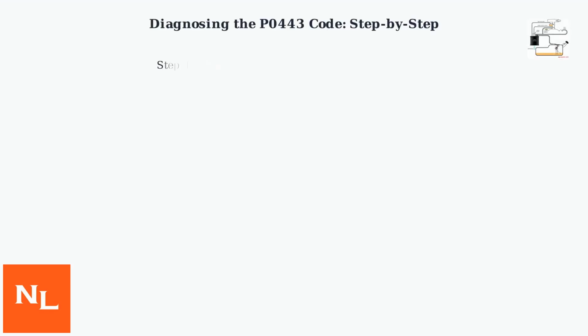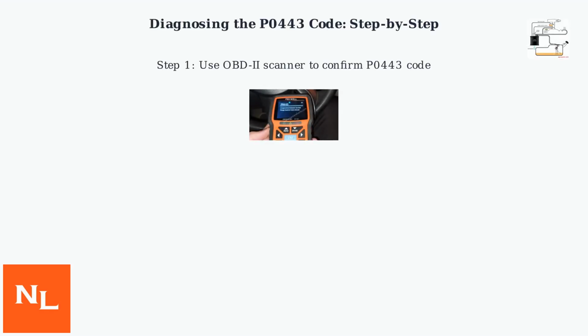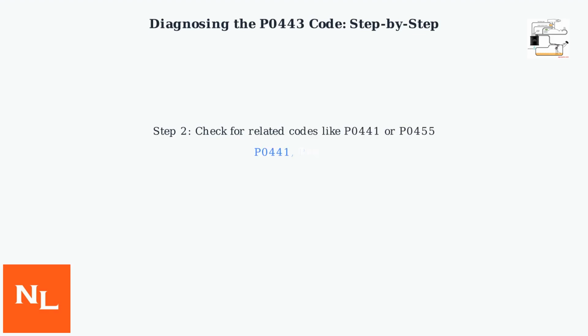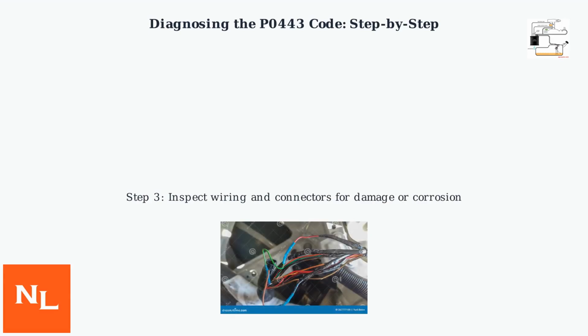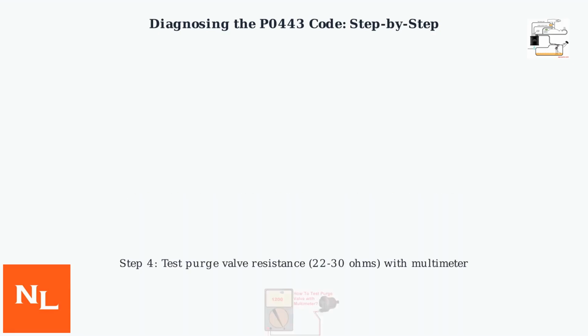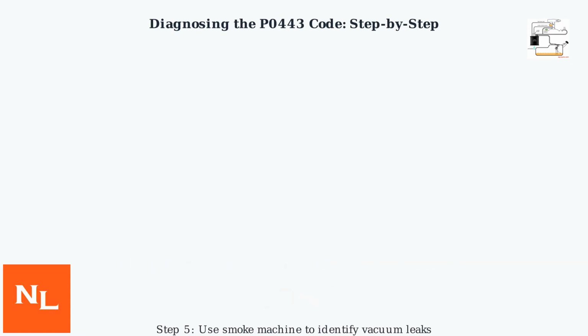To diagnose the P0443 code, start by using an OBD2 scanner to confirm the code is present. Next, check for any related trouble codes, such as P0441 or P0455, which can provide additional diagnostic information. Visually inspect the wiring harness and connectors for signs of damage, corrosion, or loose connections. Use a multimeter to check the purge valve's resistance, which should typically be between 22 and 30 ohms when tested. Finally, employ a smoke machine to detect any vacuum leaks in the EVAP system that could contribute to the issue.